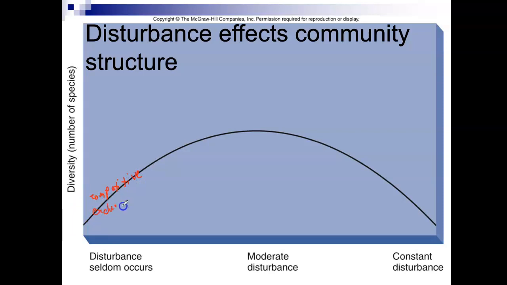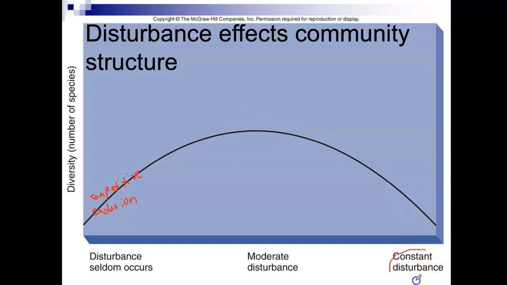Exclusion here, okay, where the better competitor is going to completely exclude other species. So moderate disturbance is best, where we have some predators, some disturbance that is going to keep those top competitors from taking over.